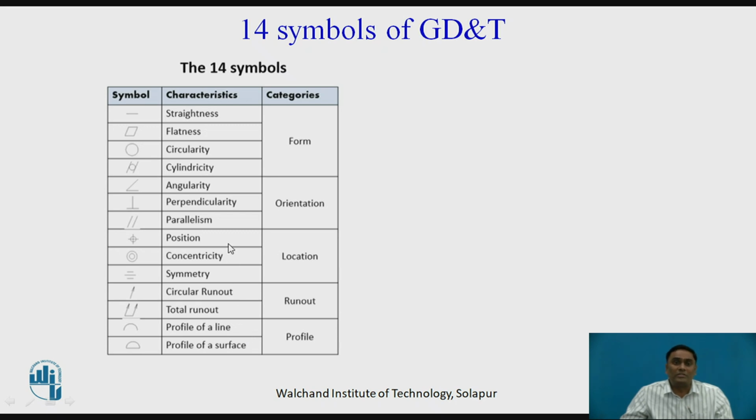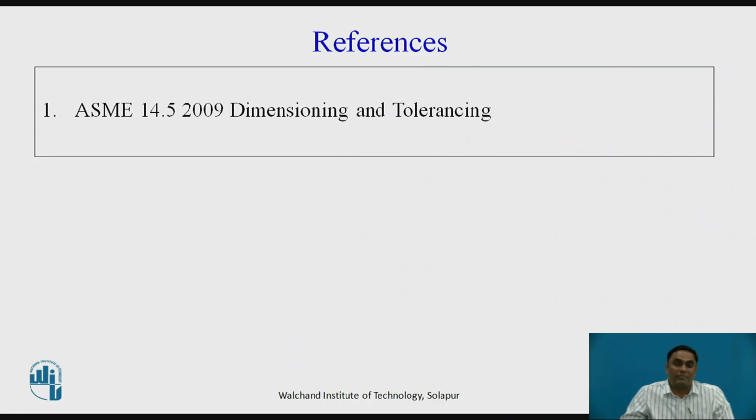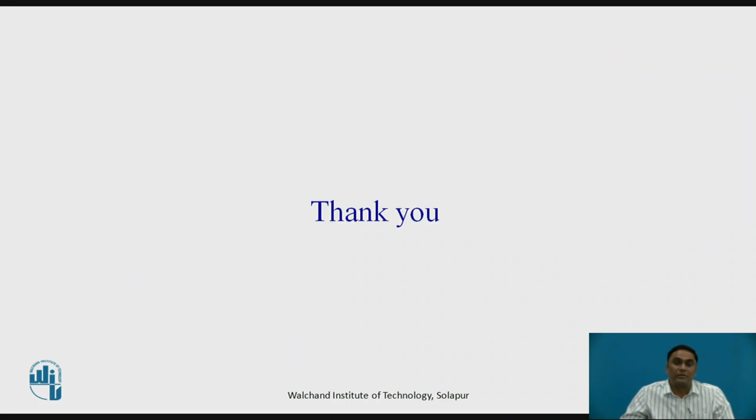All these 14 symbols are generally used in GD&T and represented in the industrial drawing. This is one example. Multiple symbols are included over here. You can refer to these symbols and their meanings. Just pause here and you can read it out. So ASME Y14.5 2009 covers these dimensioning and tolerancing symbols. Thank you all.